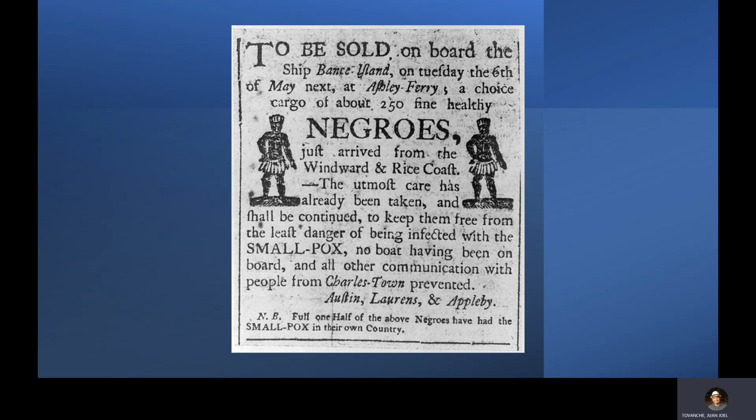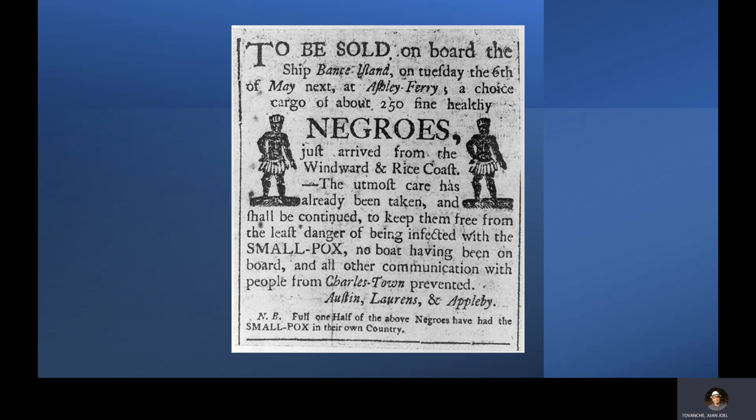But basically, they're sources that are created by someone with knowledge of an event at or around the time that an event happens. Something like this, right? Before we get into breaking down the primary source, we should, of course, just read it. So here we have this: to be sold on board the ship Bunce Island on Tuesday, the 6th of May next, at Ashley Ferry, a choice cargo of about 250 fine, healthy Negroes.